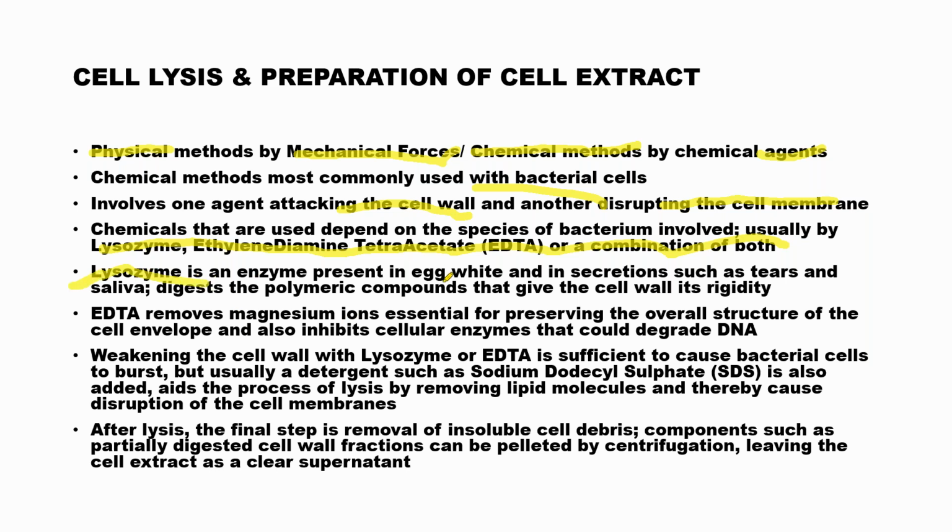Lysozyme is an enzyme present in egg white and in secretions such as tears and saliva. So lysozyme is commonly found in egg white, tears, saliva, etc. Now, what is the action? That is most important. It digests the polymeric compounds that give the cell wall its rigidity. So lysozyme focuses on the cell wall of the bacterial cell. What it is doing, it digests the polymeric compounds.